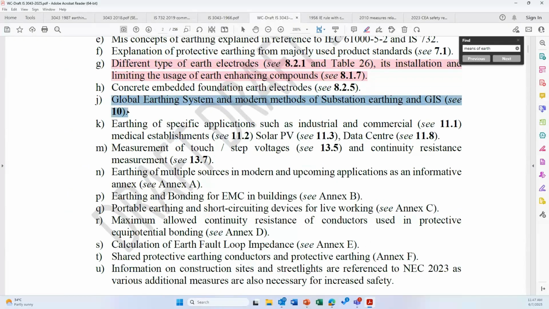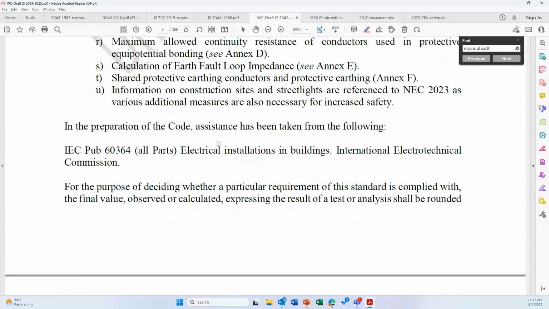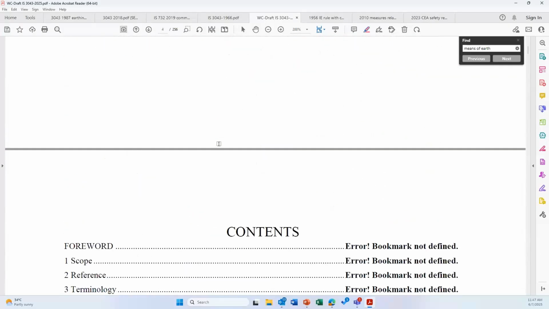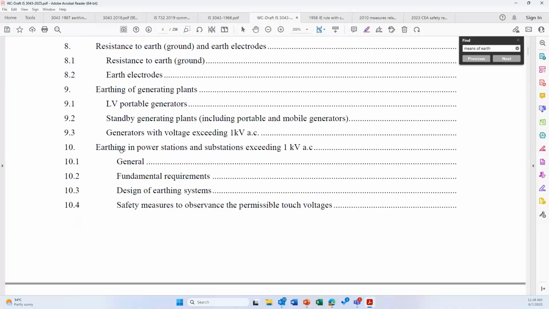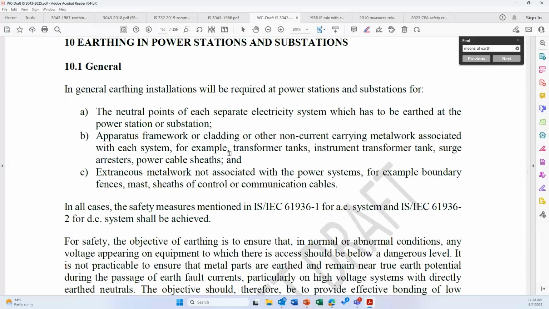Very important information: global earthing system and modern method of substation earthing. We have been following some practices which were decades old. This time, a lot of modification has been made in this particular subject, the subject of earthing in substations. This is coming in chapter 10. Chapter 9 is talking about the earthing of generating plant, meaning generators, DGs, high voltage, low voltage DGs. Chapter 10 talks about earthing in power stations and substations.